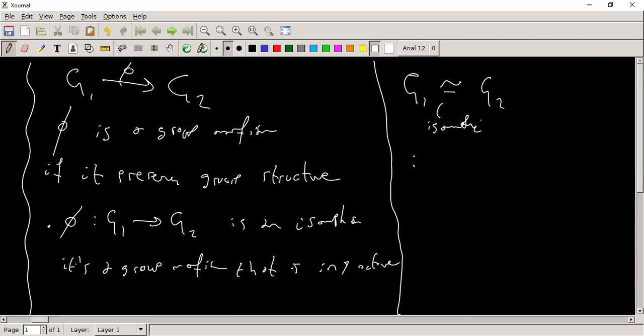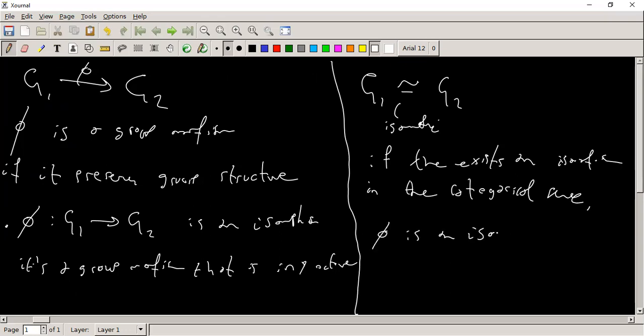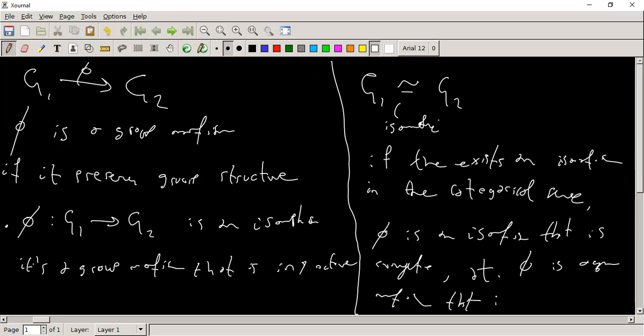if there exists an isomorphism in the categorical sense. That means that phi is an isomorphism that is surjective, or alternatively, it's a group morphism that is bijective. Okay, so it's important that you understand this.